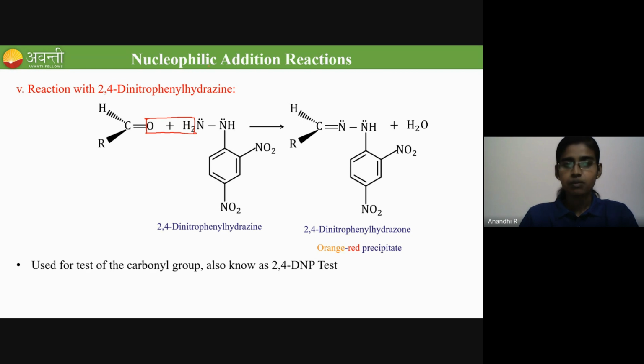If a compound contains C=O, only then will we get this orange-red precipitate. Otherwise, we would not arrive at the orange-red precipitate. So if there is an orange-red color formation, then we can say that the compound we took initially has C=O. If you didn't get the orange-red precipitate, then it is clear that the system doesn't contain the C=O, that is, a carbonyl group. So it is used as a test to detect the carbonyl group present in the reaction mixture.